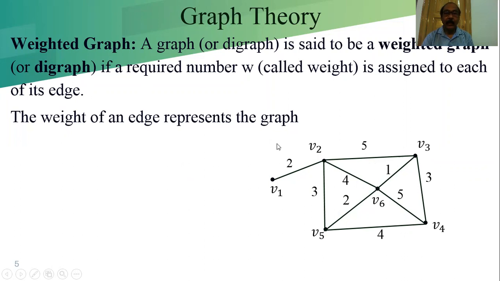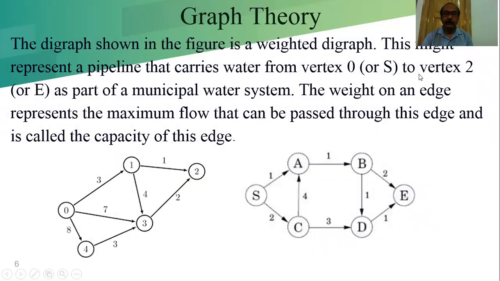This is for an undirected graph. We also show it for the directed graph. The digraphs shown in the figure, these two are digraphs. Directed graph means each and every edge is directed from one vertex to another vertex, from the start vertex to the end vertex.